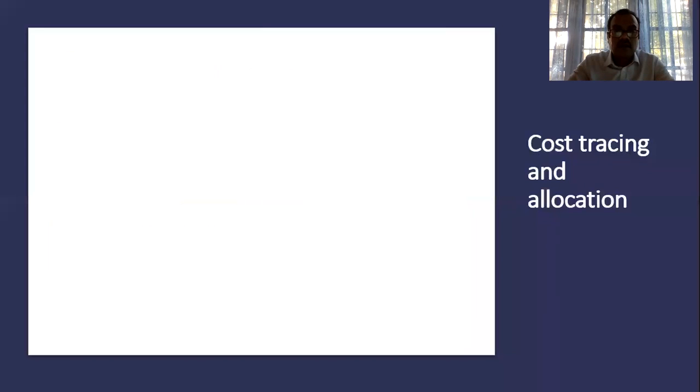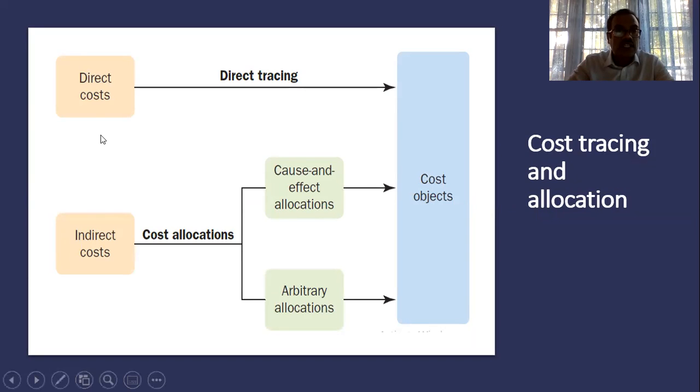So this chart also explains how it happens. Direct costs are directly traced or assigned to cost objects, but indirect costs are not directly assigned. They go through a particular process, which we call the cost allocation process. There are many cost allocation processes.